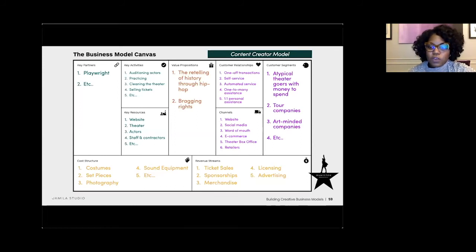And your value propositions are normally things that are more passionately felt. It's not like hard things like I'm going to get a shoe that I love. It's more like I'm going to have an interesting experience. I'm going to have bragging rights. So this is a really good model for people who are creating content.